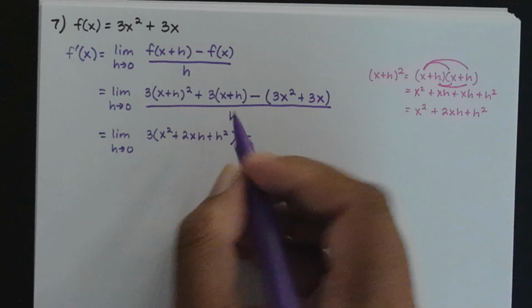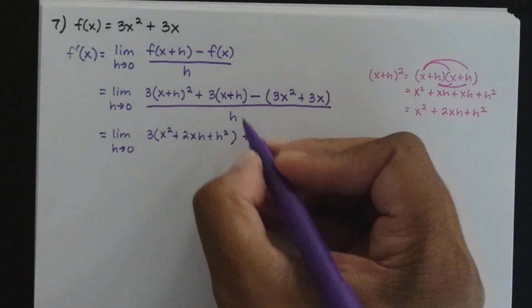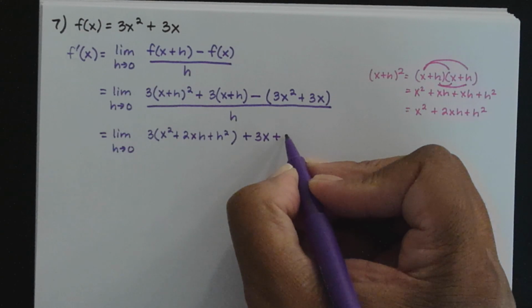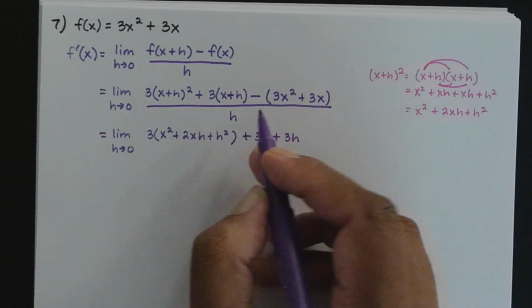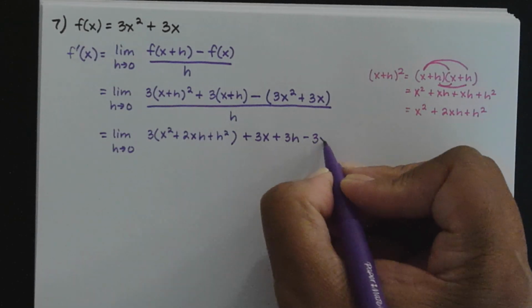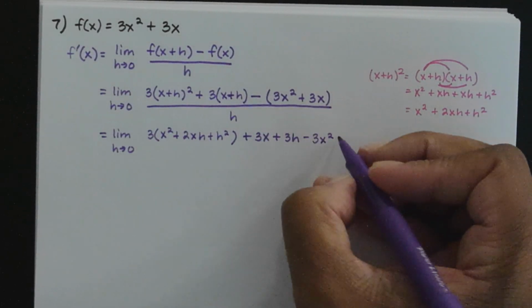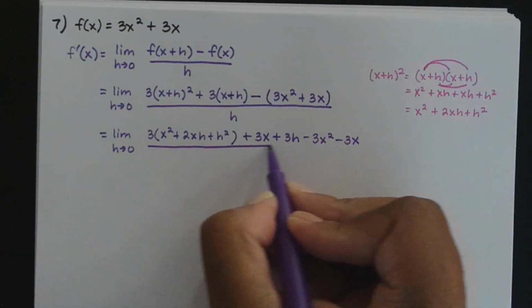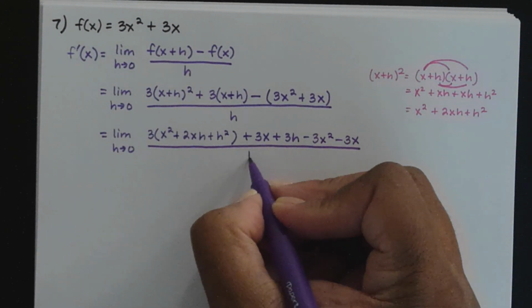And then plus, distribute the 3 over the x plus h, this will be 3 times x, or 3x, plus 3 times h, 3h. And then that minus sign will make the 3x squared a minus 3x squared. The minus sign makes a plus 3x minus 3x. That whole thing will be divided by h.